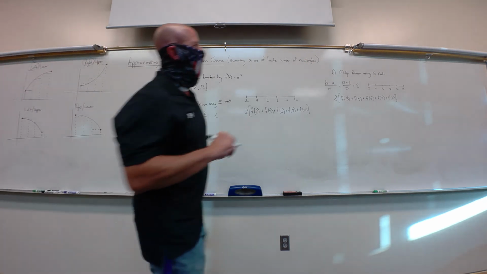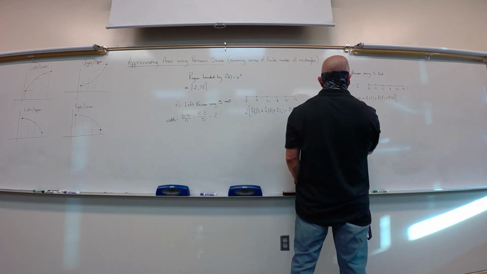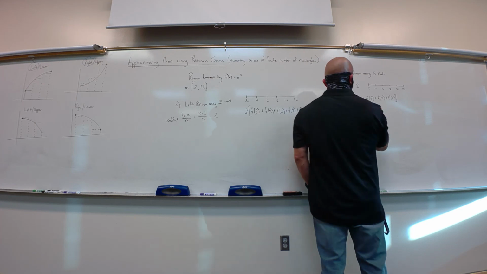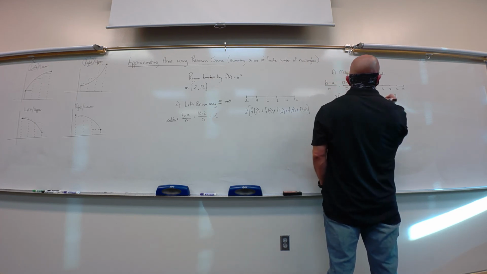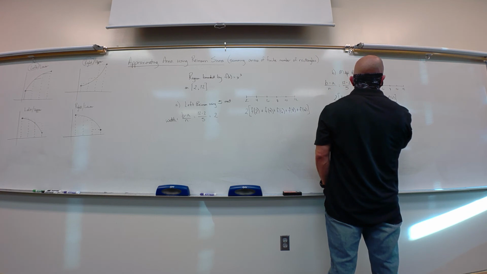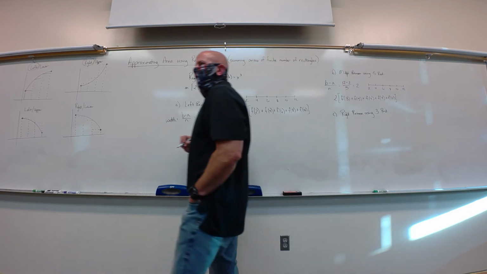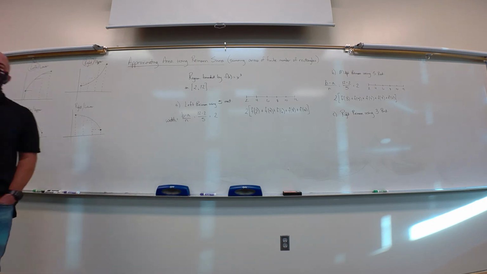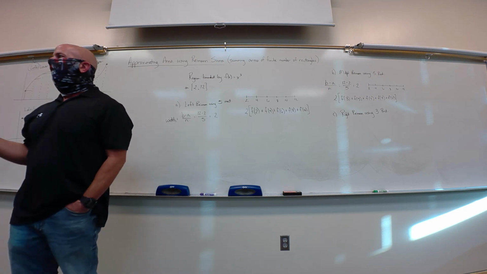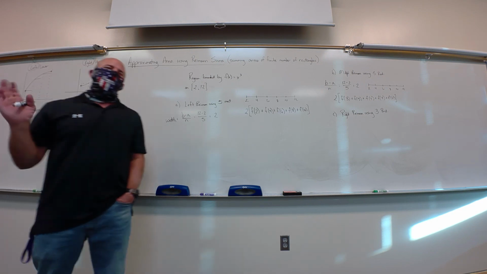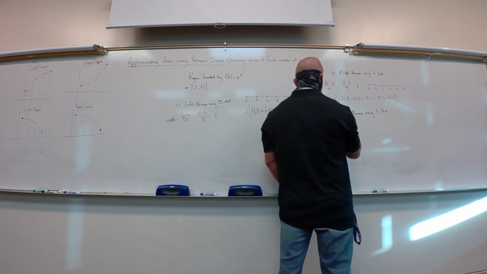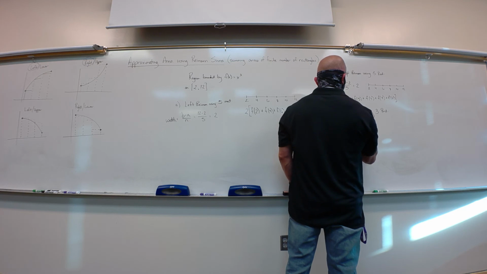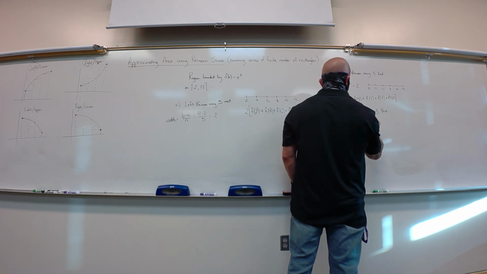Okay, let's go right Riemann using 3 rectangles. All right, so then the first step again, how wide is each rectangle? I've got to figure out that width, that b minus a over n. 12 minus 2 over 3, what's that, 10/3, right?